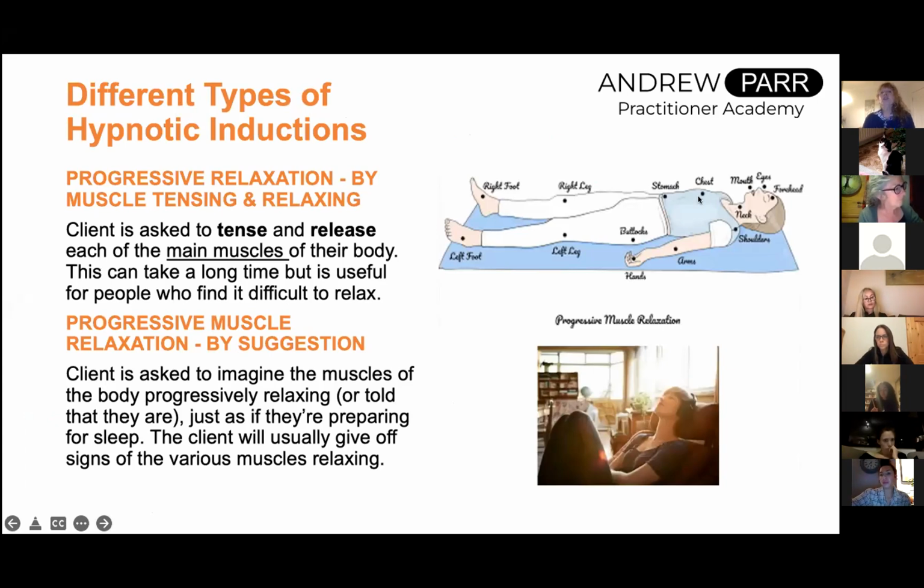Okay, so we're going to look at different types of inductions. Now, we've already looked at these two. You've been practicing over the last few weeks the progressive muscle relaxation, where you're actually doing the muscle tensing and relaxing. I don't know if you've all managed to have a go at that one. So you're actually asking them to tense and release the main muscles in their body. But it's a good one we've discovered for people that do find it a bit harder to chill and relax.